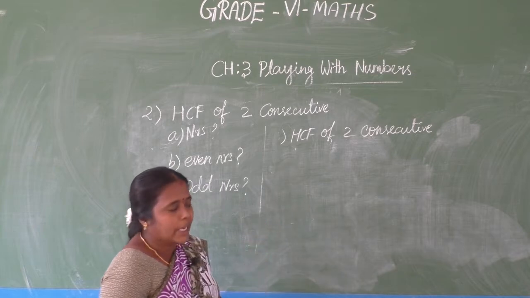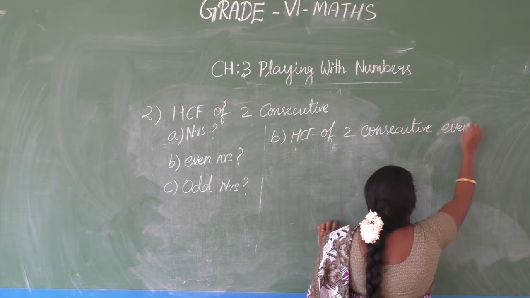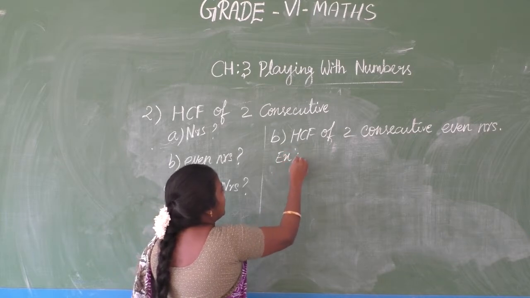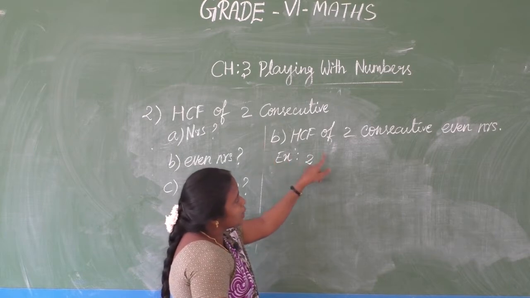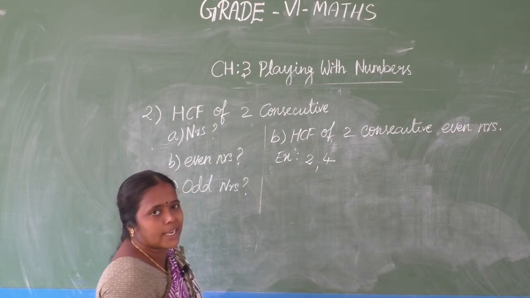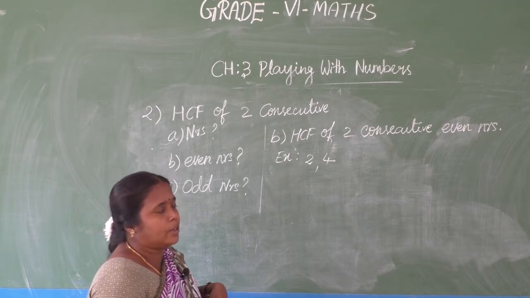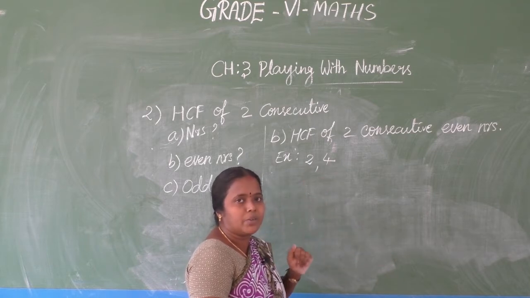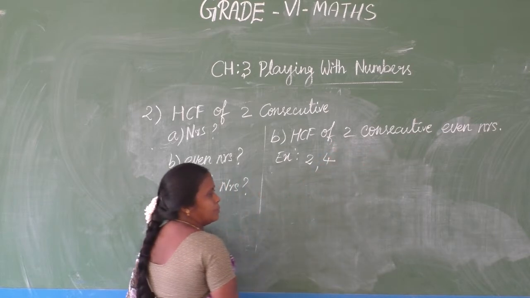Two consecutive even numbers, B question. HCF of 2 consecutive even numbers. What comes? Give one example for even numbers. 2. Even number example is 2. That consecutive even number, what comes? 4 only. 2, 4, 6, 8, 10, these are the even numbers. Consecutive means next immediate. So 2 is the even number, and the consecutive even number means the next even number. What is that? 4 only. So 2, 4 are the consecutive even numbers I have taken.